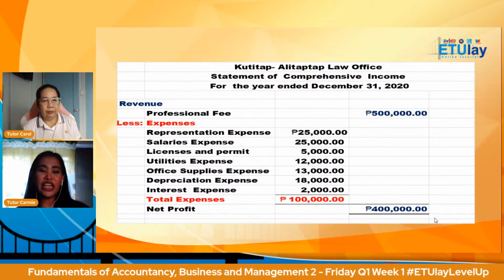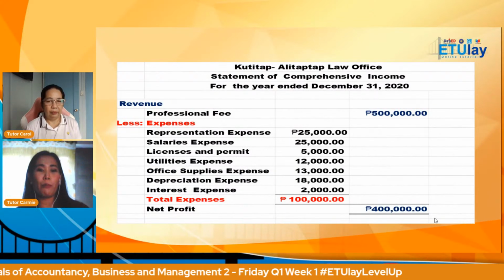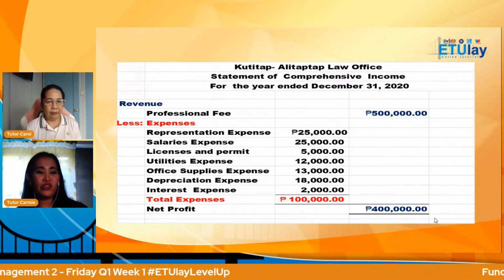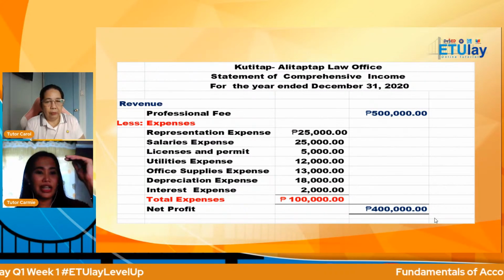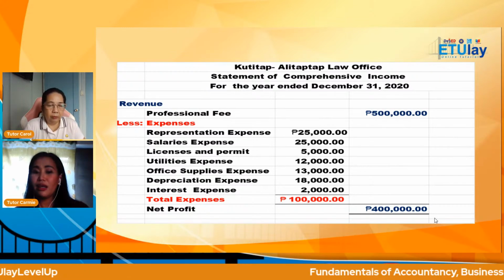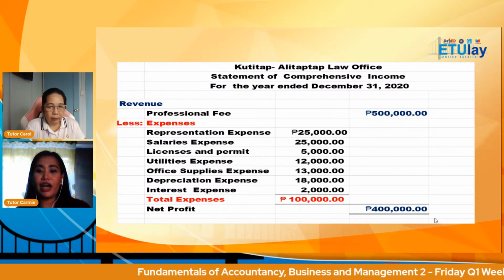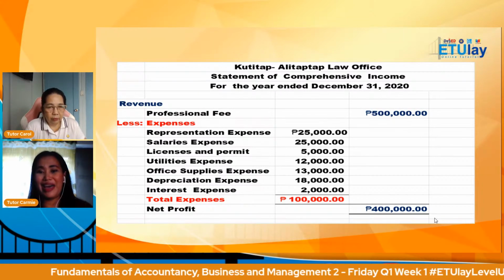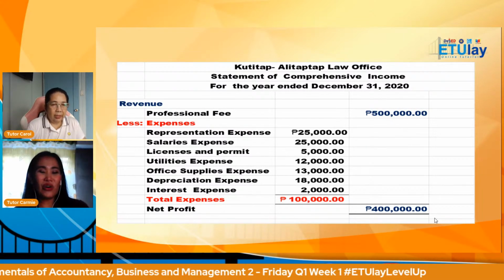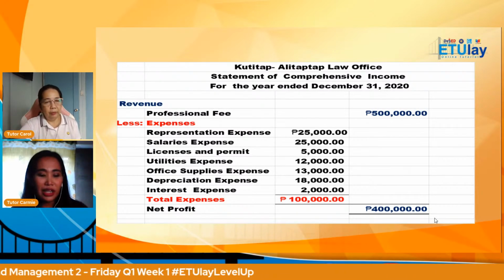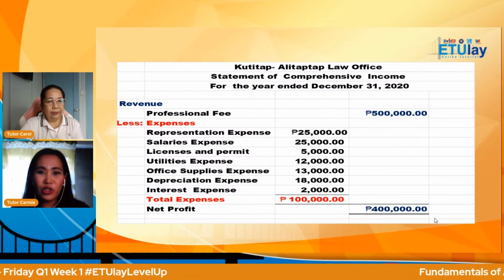Ayan. Ito na po yung magiging itsura ng ating Statement of Comprehensive Income. So, niless lang po natin yung revenue ng expenses, and then nagkaroon po si Kutitap Alitaptap Law Office ng net profit ng 400,000. Ayan. So, madaling-madali, kayang-kaya. Alam ko po na hindi po kayo mahihirapan. Basta sundin lang po ninyo to.